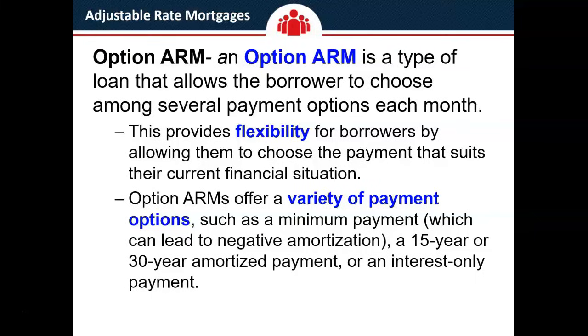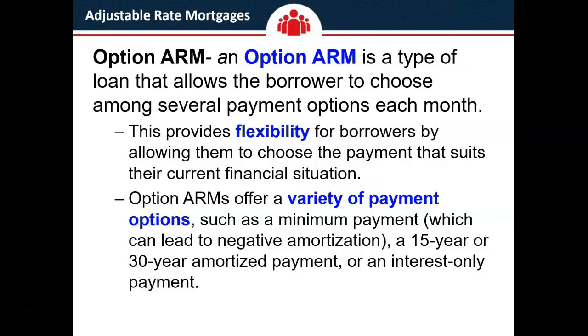Now, another type of ARM, not as popular anymore, but it was, one of the things that led to the whole subprime mortgage meltdown are option ARMs, or they're called payment option ARMs. They don't do them a whole lot anymore, but you still need to understand it. An option ARM is a type of loan where the borrower can choose from several payments each month. It gives the borrower the flexibility to choose a different payment amount that suits their current financial situation each month.